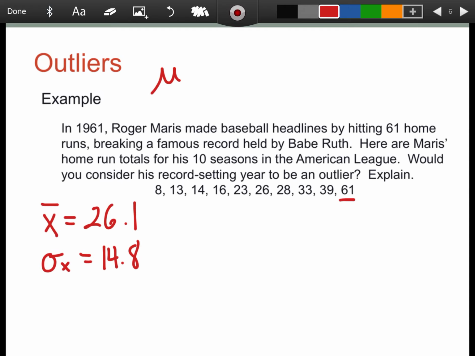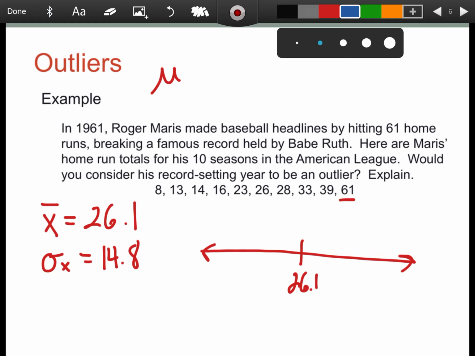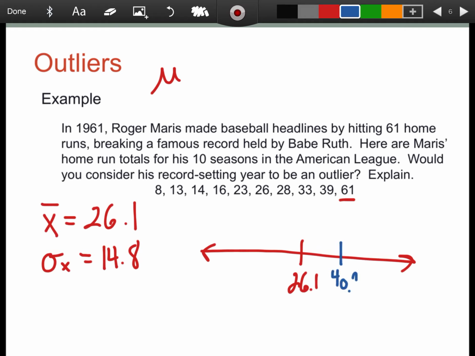All right, so if I know his mean and his standard deviation, what I can do here is draw a number line. And I'm going to put the mean in the middle. So the mean is 26.1. And then I'm going to go by standard deviation. So I'm going to add a standard deviation to that. So 26.1 plus 14.8 is going to be 40.9. So that's one standard deviation above the mean. And if I add 40.9 plus 14.8, I would get 55.7. So 55.7 home runs is 2 standard deviations above the mean.